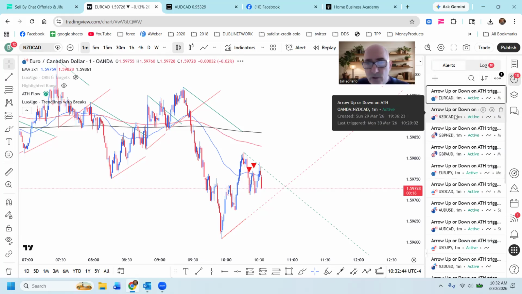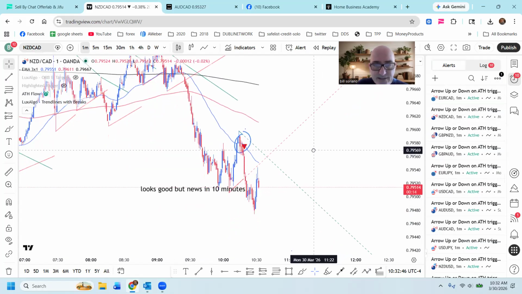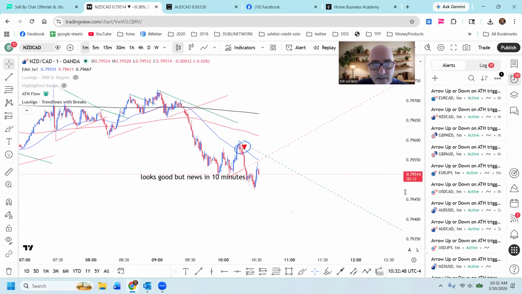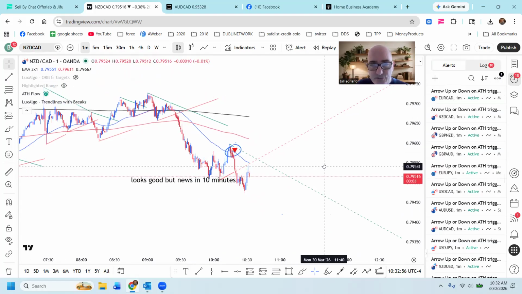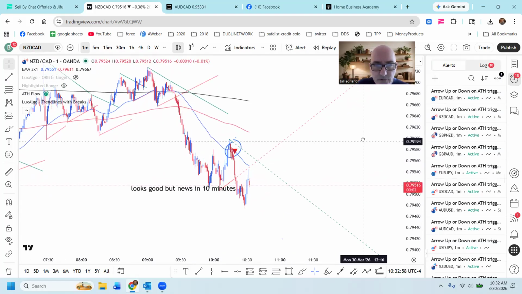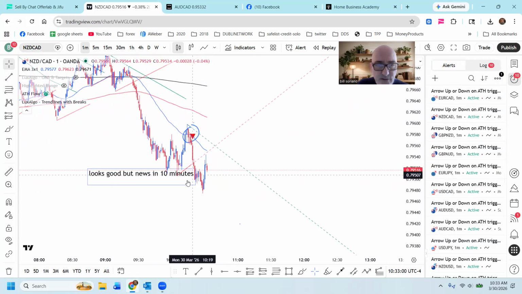So that was that one. This was NZDCAD. It looked like we got the alert going off right here. You could see I said this looks good, but there was news coming out. So I could not take this trade, even though we did get the break of the trend line. And then here's a nice continuation candle right here.